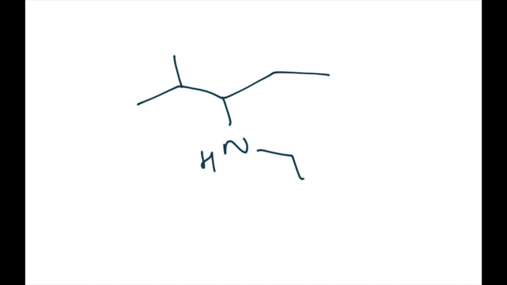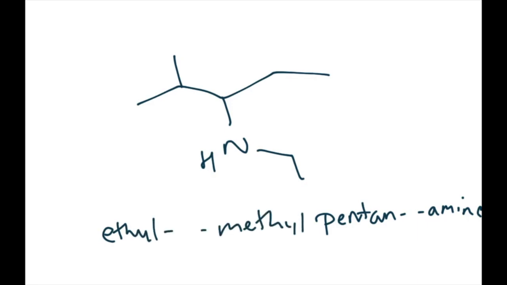So we have something like this, right? Pentane amine, letters are hard. Amine, right? And then it's ethyl, methyl, right? So we still do this, we're going to number in this direction, right? So it's going to be N-ethyl, 2-methyl, 3-amine.